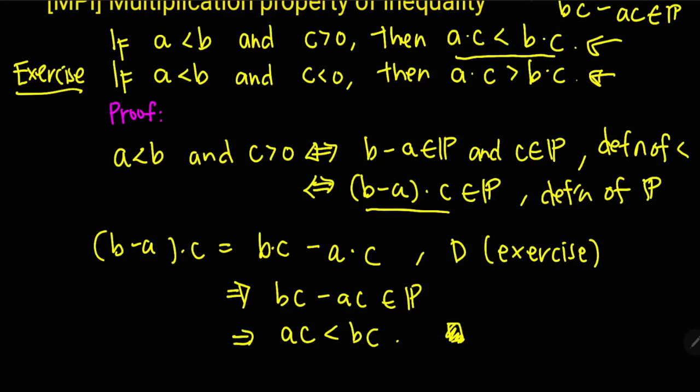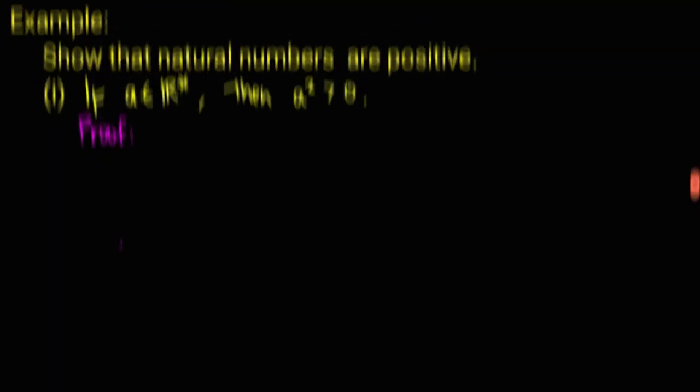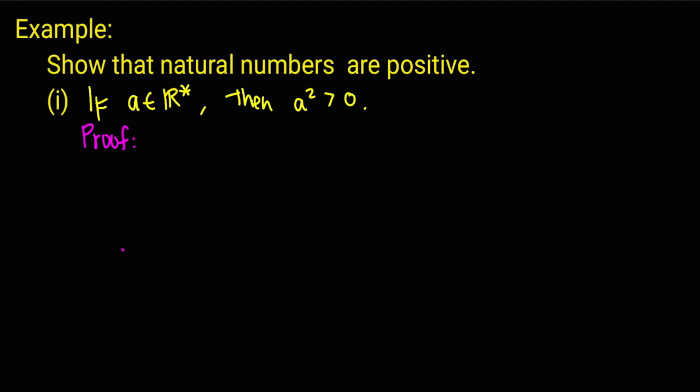Again, the second case, when C is less than 0, will be left as an exercise. Here are some examples of using the inequality property. Show that the natural numbers are positive. So how do we show that a set of numbers, specifically the natural numbers, are positive? Of course, we already know that this set is positive, but only because this is what we have been told. We have been told from time immemorial that the set of natural numbers is positive. So now, we will show that it is indeed positive.